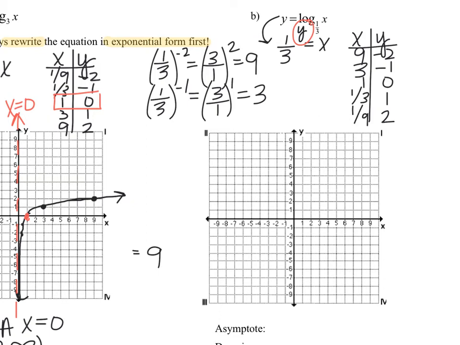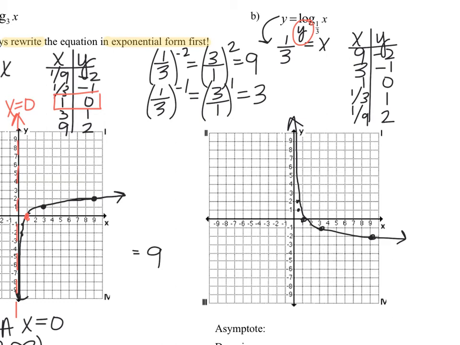So we'll plot those values. 9, -2. It's a nice easy one to plot. 3 and -1. 1, 0. And then the 1/3, 1, you'll just estimate, and same with the 1/9, 2. So this time, the graph is still hugging the y-axis. However, this is not an increasing graph, this is a decreasing graph.